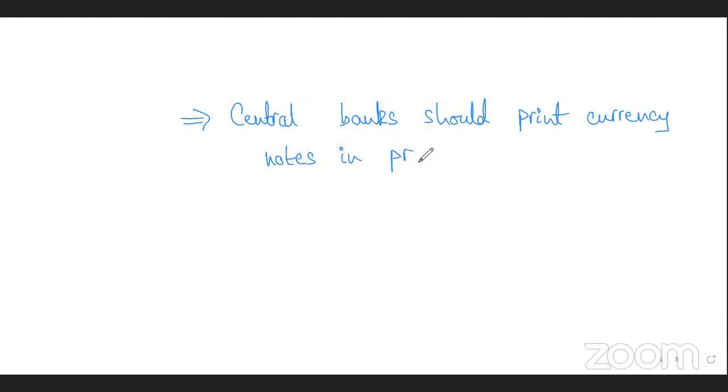So central banks should print currency notes in proportion of increase in the economy's output, which is its GDP. Output, which is its GDP, right?